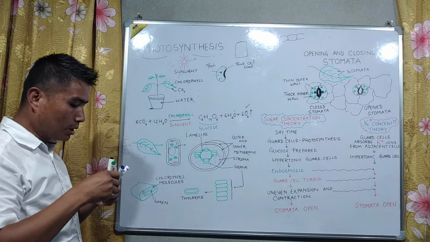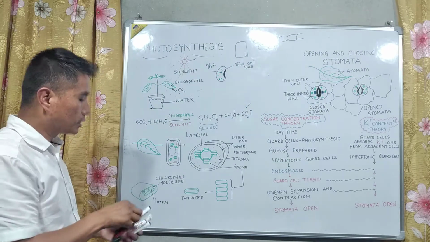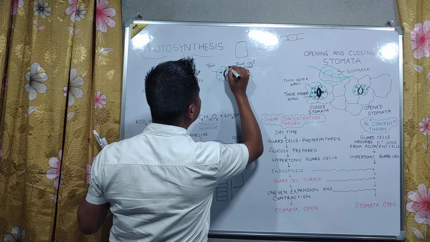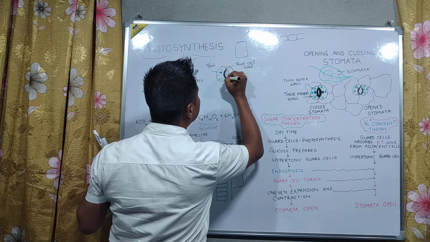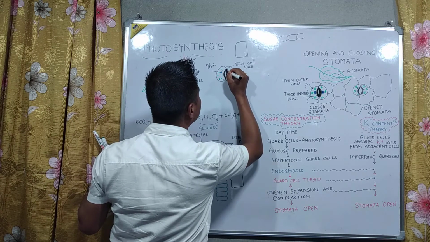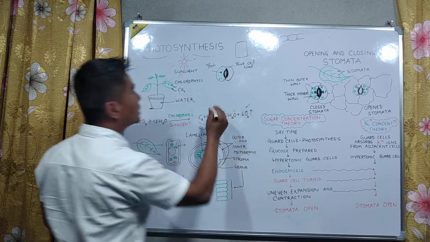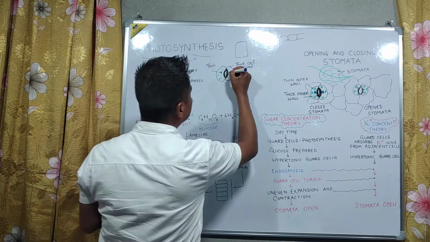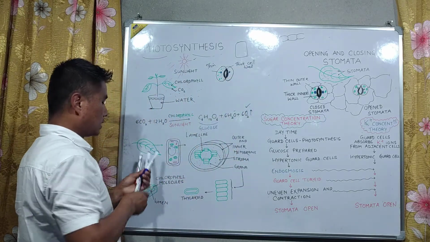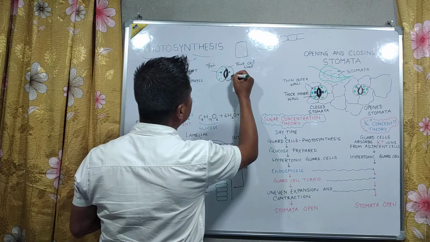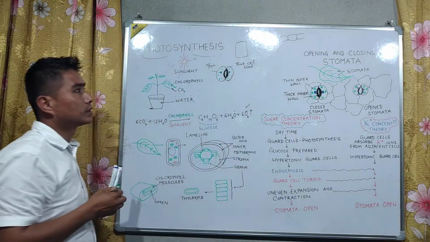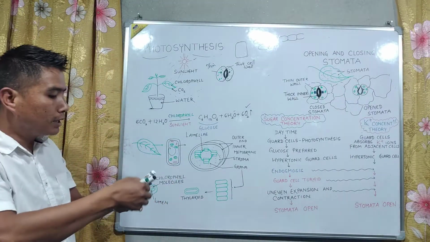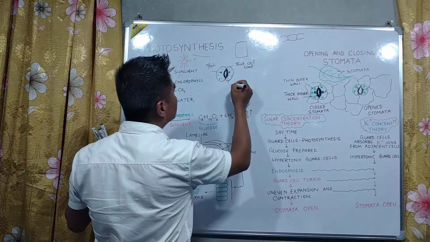And normally there are two such guard cells present. So this is the inner thick wall, and the outer thin wall. Then we have the nucleus, and then we have the plastid. And where are they present? They are present on the upper surface and the lower surface, surrounded by what? Epidermal cells.